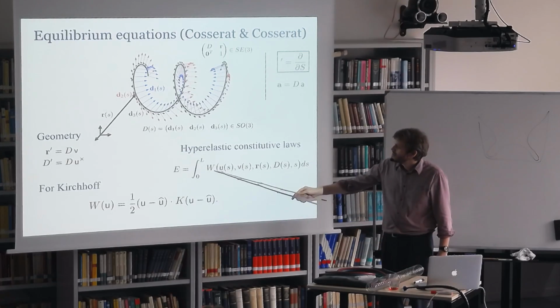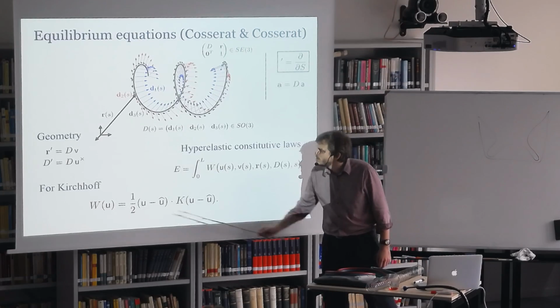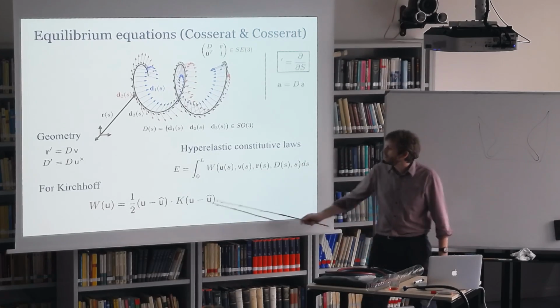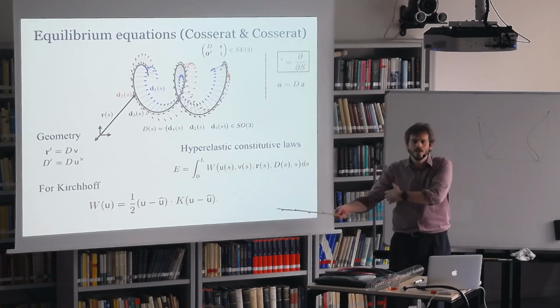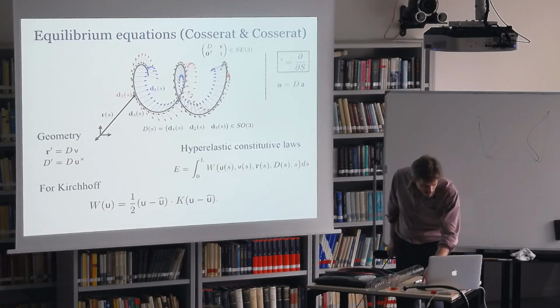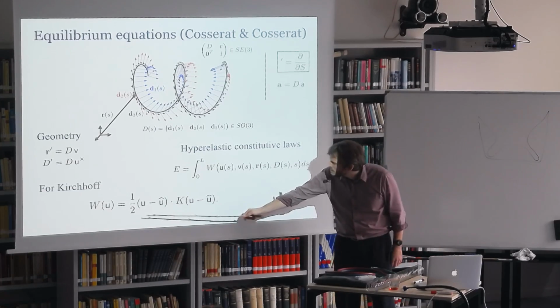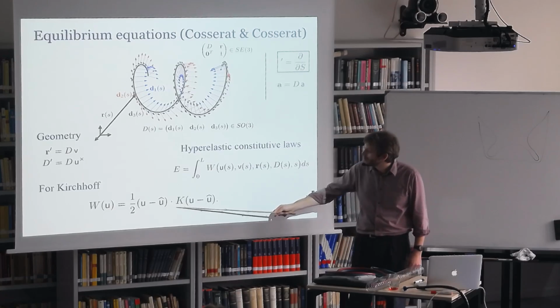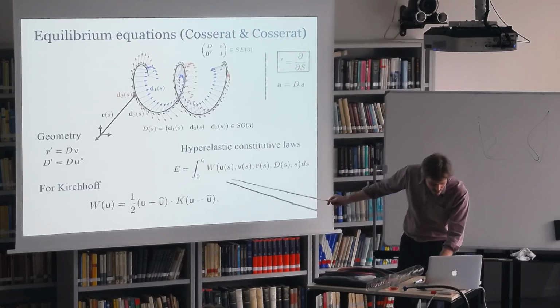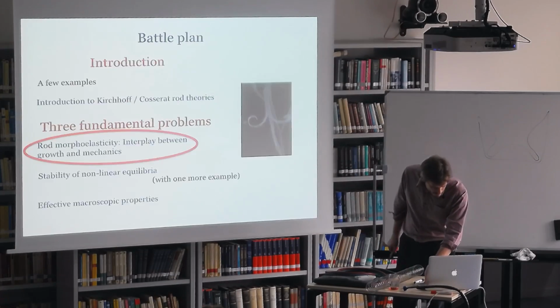Now, what is this for the Kirchhoff case? Well, it's simply a quadratic form in the strains. So that when I take a derivative of this by U, I get back to my linear law for the moment. So keep this in mind. You have a half, and this quadratic form, strain dot K strain. We're going to meet something similar, but slightly different in a little bit.